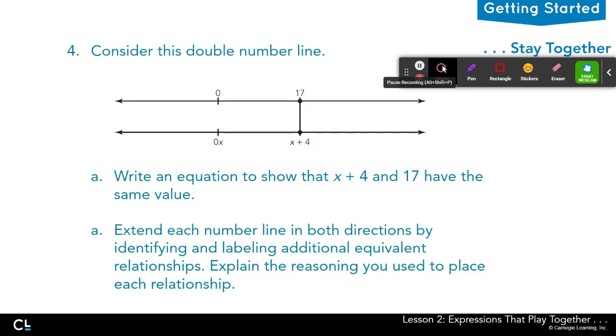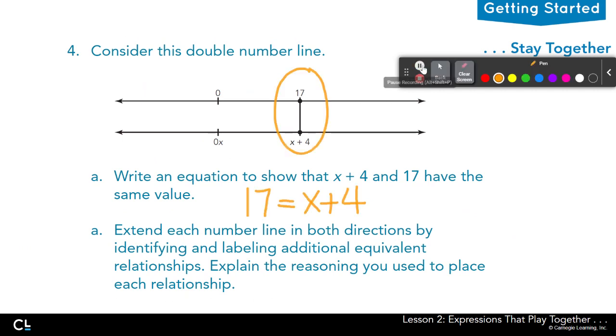Alrighty, let's keep it pushing. Number 4. For 4a, the equation you should have written was 17 is equal to x plus 4. So if you wrote that down, go ahead and put a big check. I was going to say a bug check. LOL, I make mistakes too. A big check next to your equation.